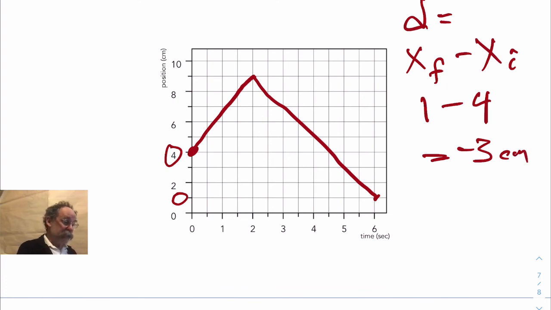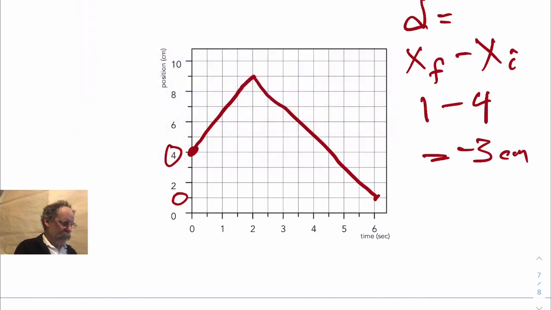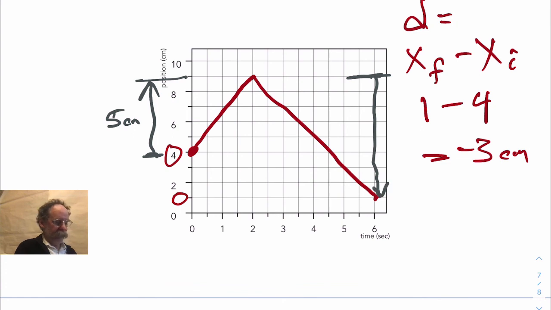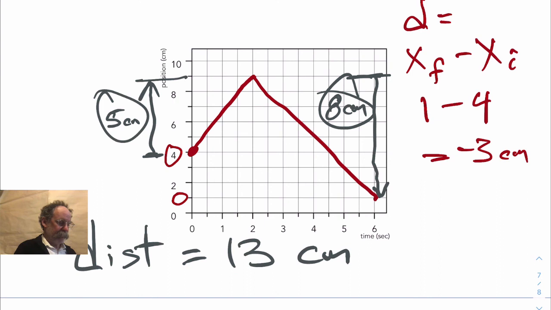Awesome. The distance, I have to be more careful about. The distance, I'm going to go from my 4 to my 9. Ooh. So that first half of the trip, 4 to 9, I have to go 5 centimeters. And then the next part, I go from 9 down to 1. 9 to 1 is a distance of 8 centimeters. So, oh, what do I have? I've got 5 and I've got 8. The distance, 13 centimeters.